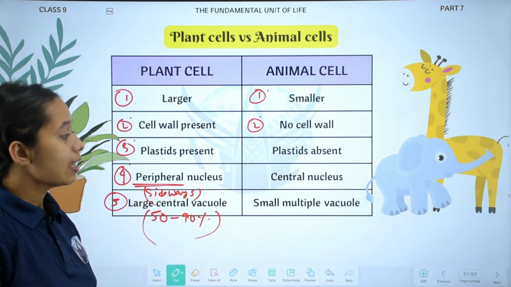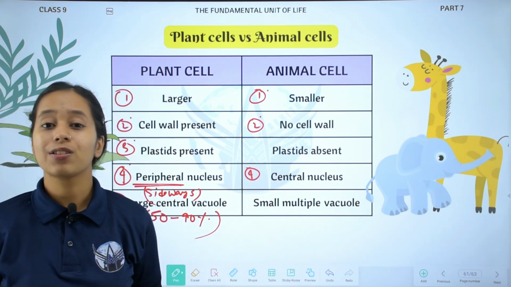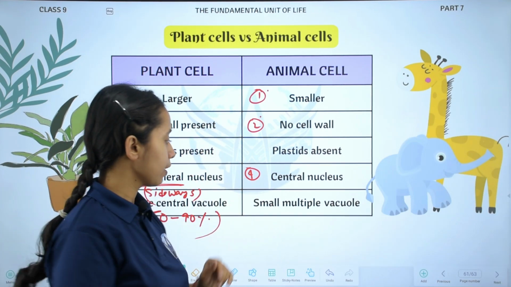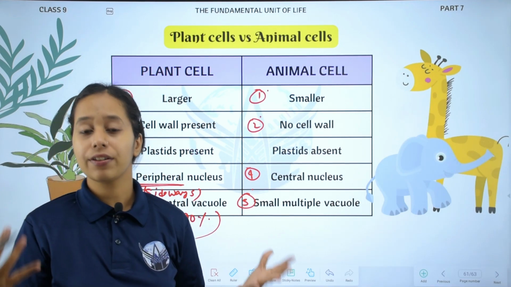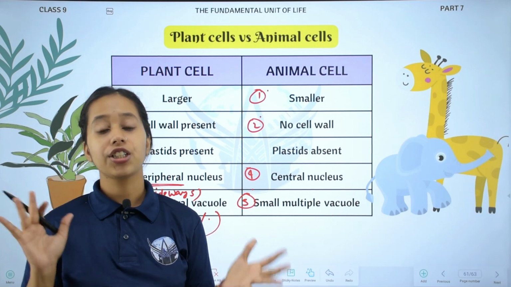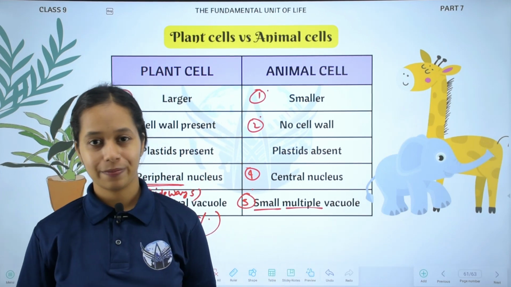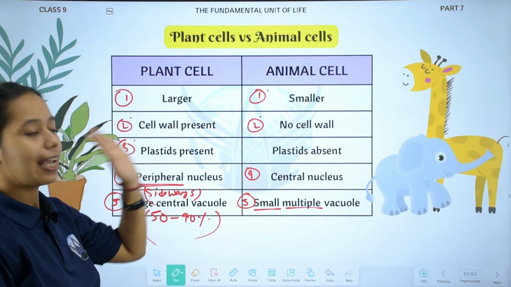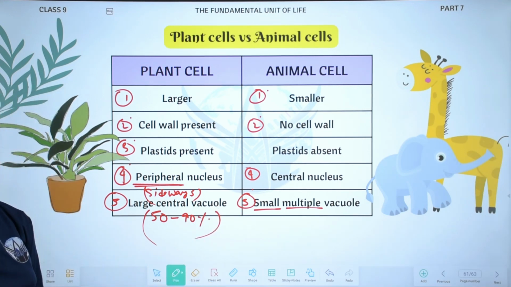Here animal cells, the nucleus are central. The nucleus are centrally located. We will always find the nucleus in the central region of the cell. And number 5, we have the vacuoles of animal cells. They have multiple vacuoles, but these vacuoles are small vacuoles. They do not have a big large central vacuole. They have many small vacuoles. Okay, so these are 5 points of differences between plant cells and animal cells. If you are making notes, you can take a moment to copy the notes.